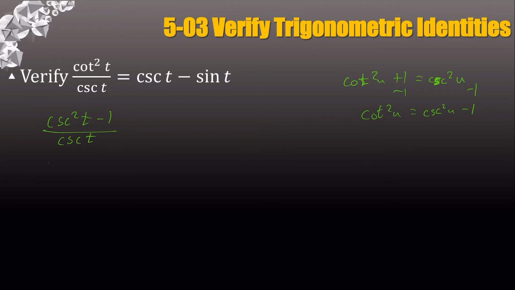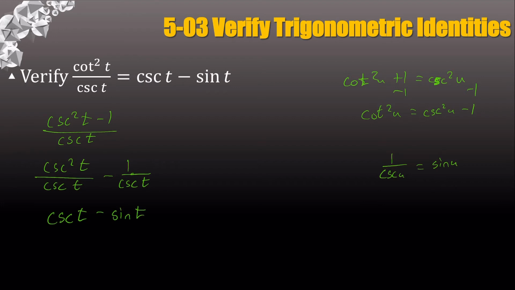Well, I could split that fraction into 2 separate fractions. Cosecant squared divided by cosecant is simply cosecant. And I know that 1 over cosecant is sine, so that other part would become sine. And look at that. That's what we're trying to get.